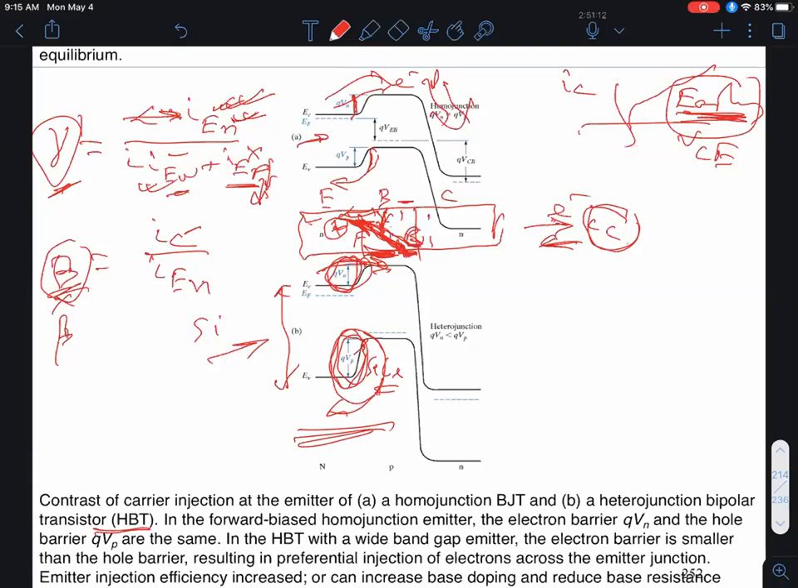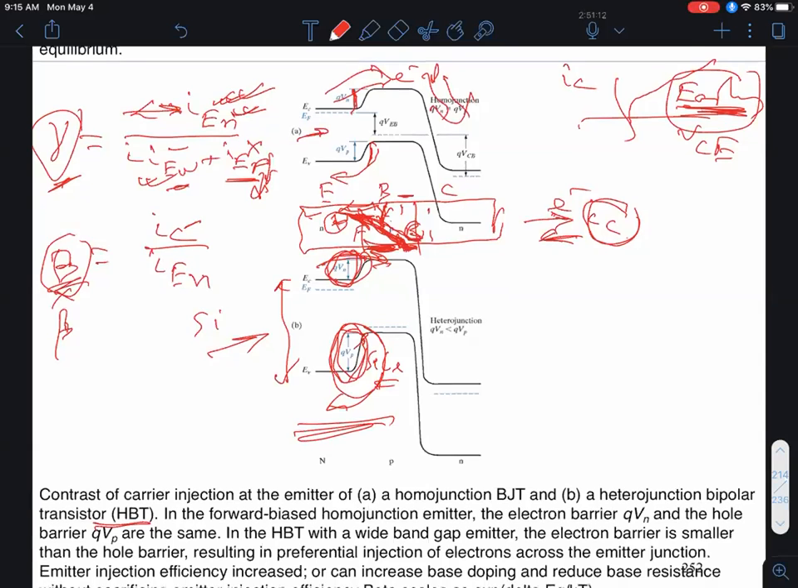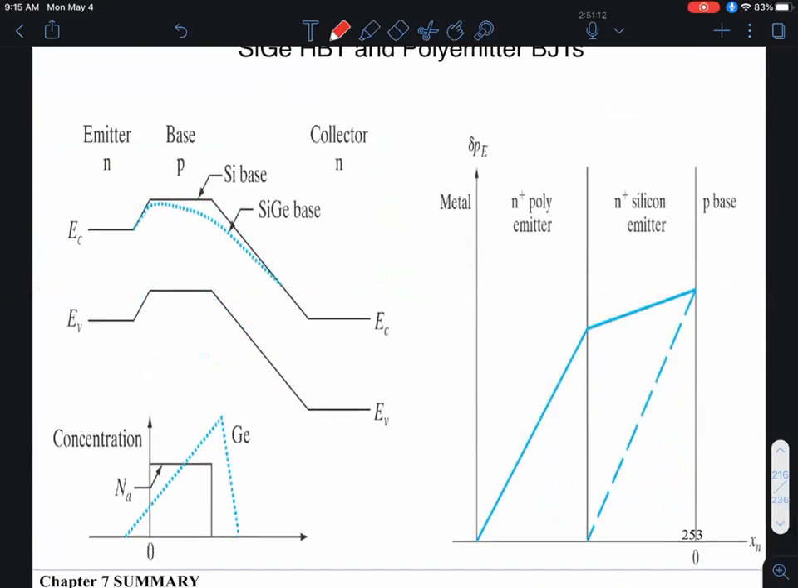Similarly, in your laptops, there's a good chance that when you have wireless communication between your laptop and the routers, that's probably done by a silicon germanium, silicon HBT. The structure for such a device is shown over here.